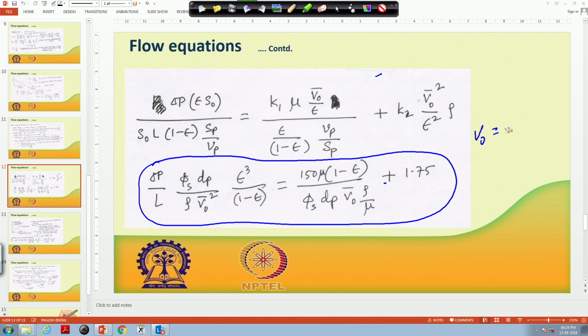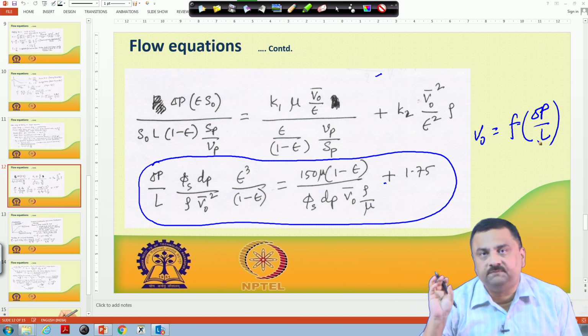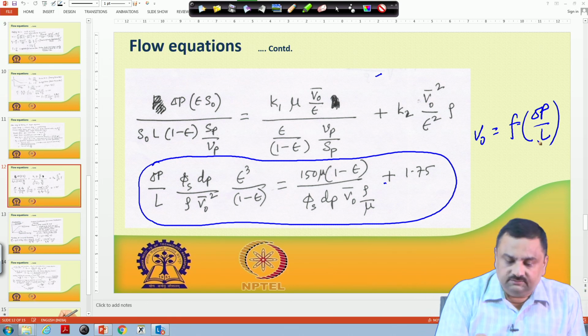We get V0 as a function of delta P by L, which is the same thing as what we saw in the case of Darcy's law. There also the superficial velocity is related to the pressure gradient. The only thing is the functionality is completely different. There we just used a single lumped parameter which we referred to as permeability. Here we don't have a lumped parameter. Here first of all we have a quadratic equation, with V0 squared, V0, and so many other parameters.